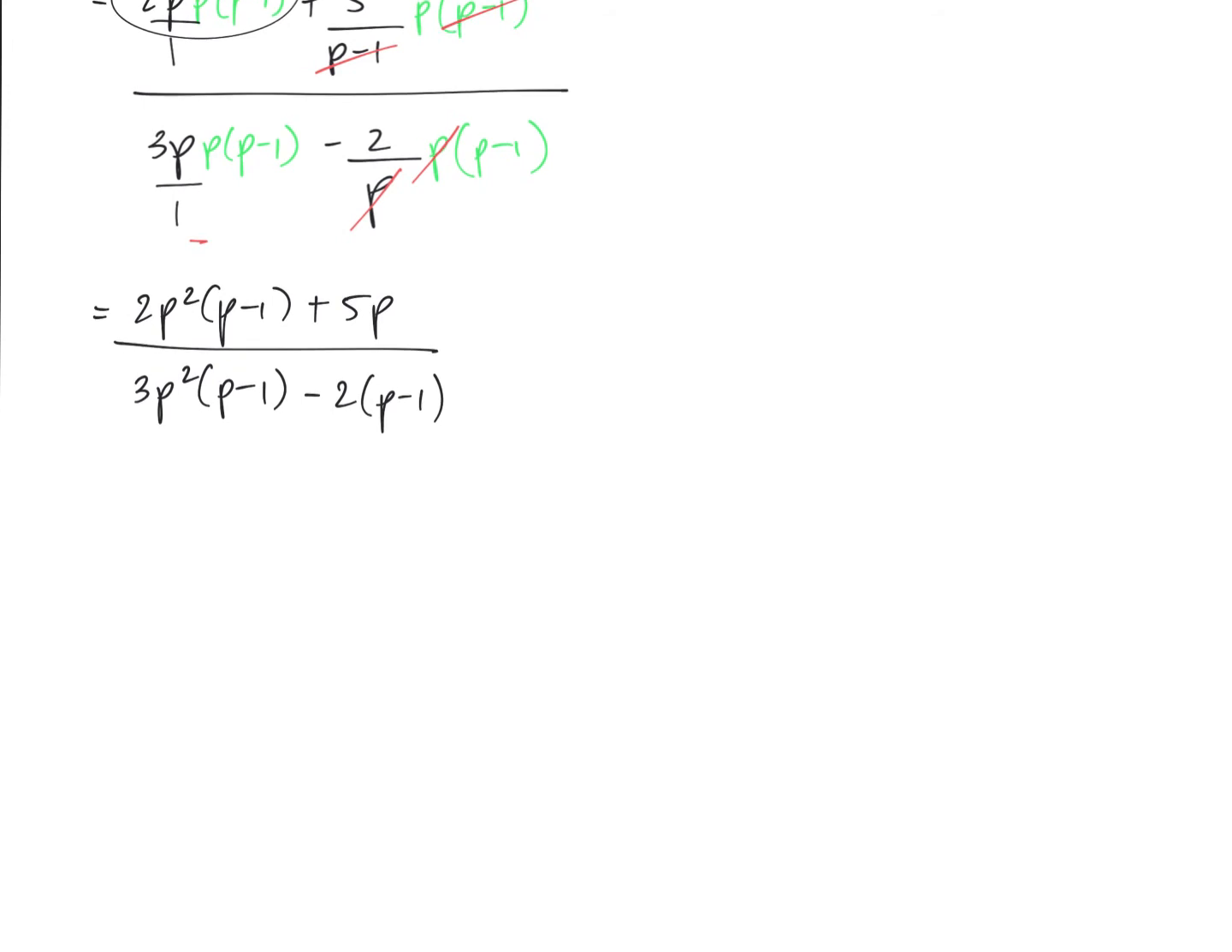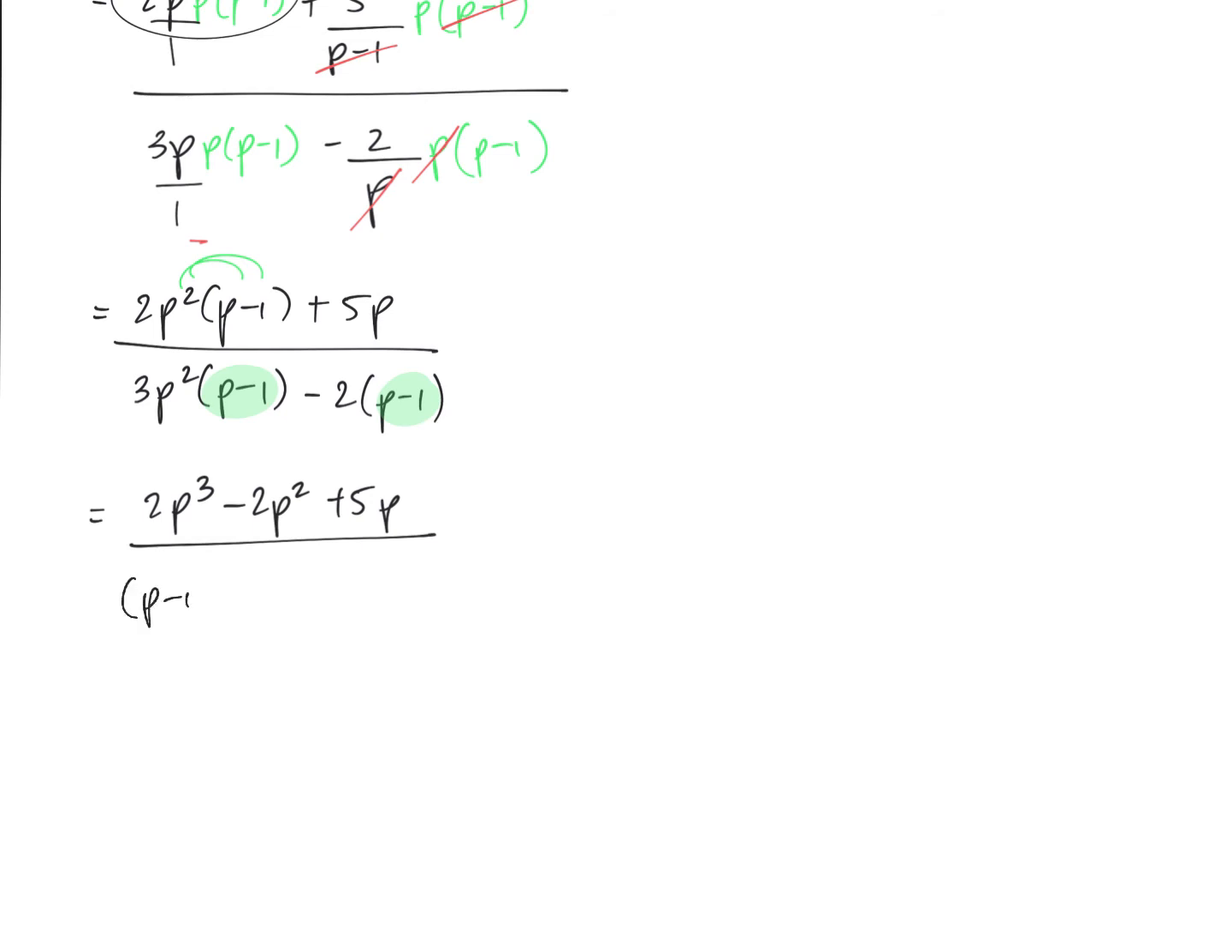Next step to do is multiply things out and then simplify. So let's see. In the numerator, let's go ahead and multiply out, and we get 2p cubed minus 2p squared plus 5p. And in the bottom, let's see, what do we get? Well, they both share the factor of p minus 1, so I'm going to go ahead and actually factor that out.